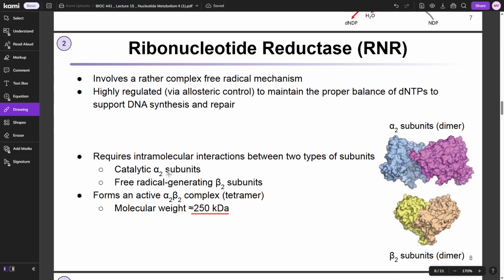It's an octamer. You've got 2 alpha subunits, 2 beta subunits. And it involves a free radical mechanism. Generally speaking, whenever you see an OH being replaced with an H, it's a free radical mechanism. And it's also highly regulated.